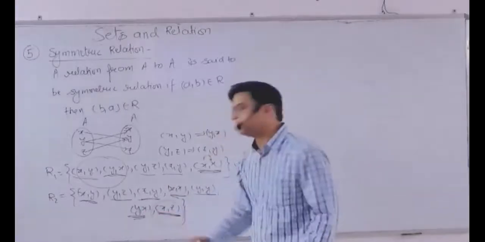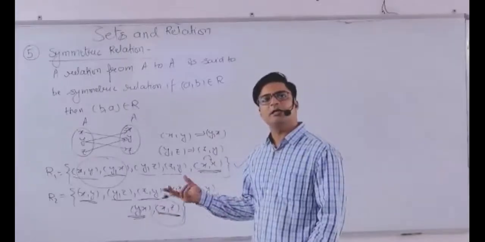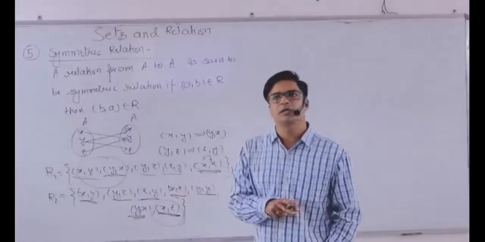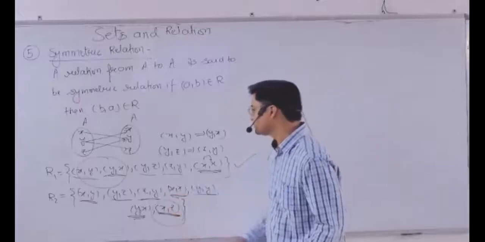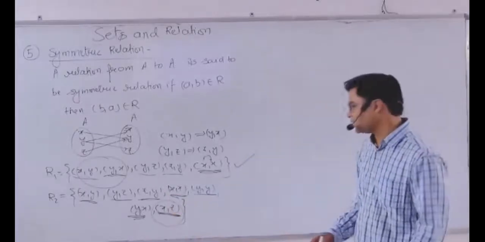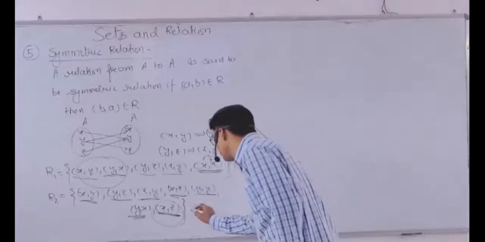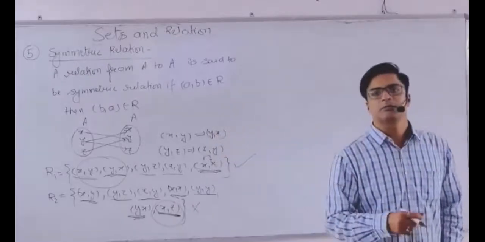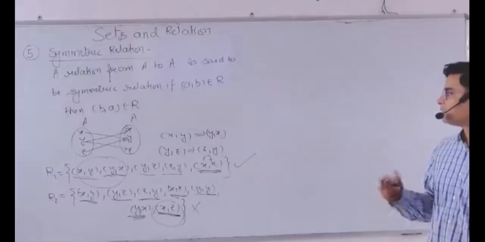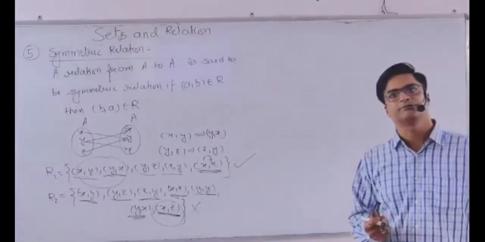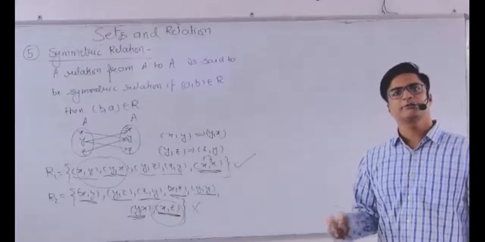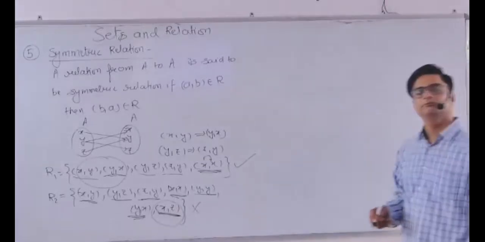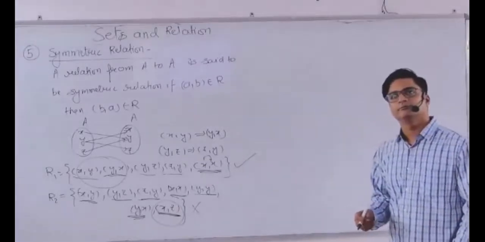Here is the problem. If x comma z is an element, then z comma x must also be an element. Do we have z comma x? We don't have z comma x. So R2 is not your symmetric relation. Only R1 is your symmetric relation. Did you understand this? Yes, sir. Okay.